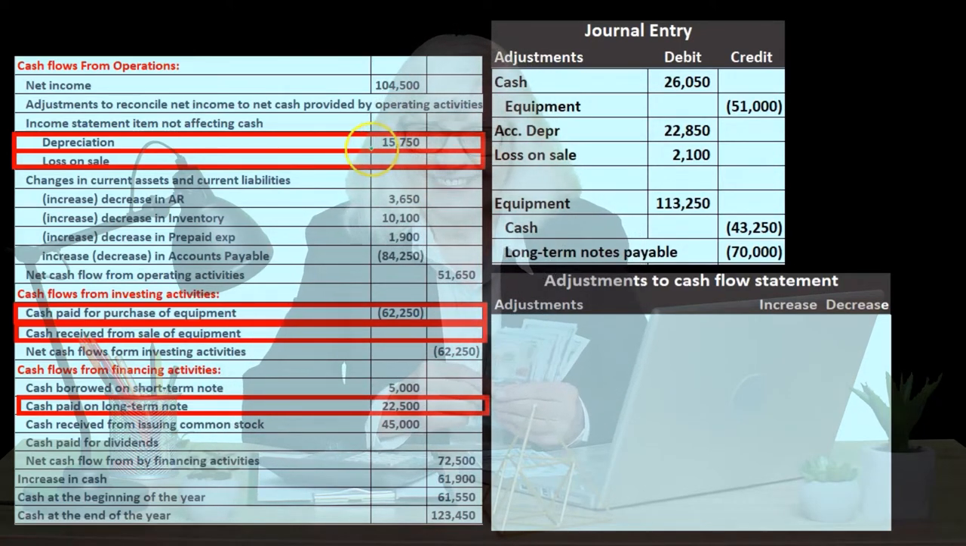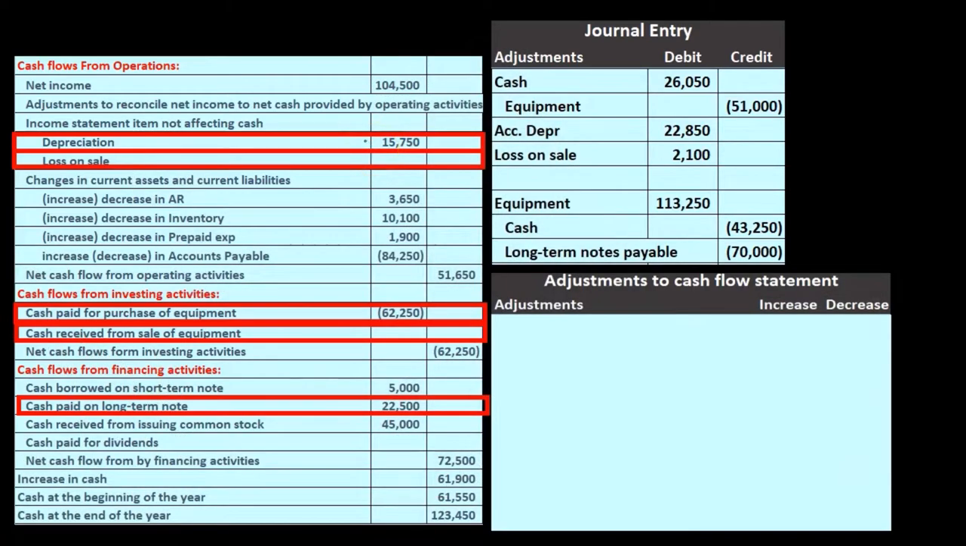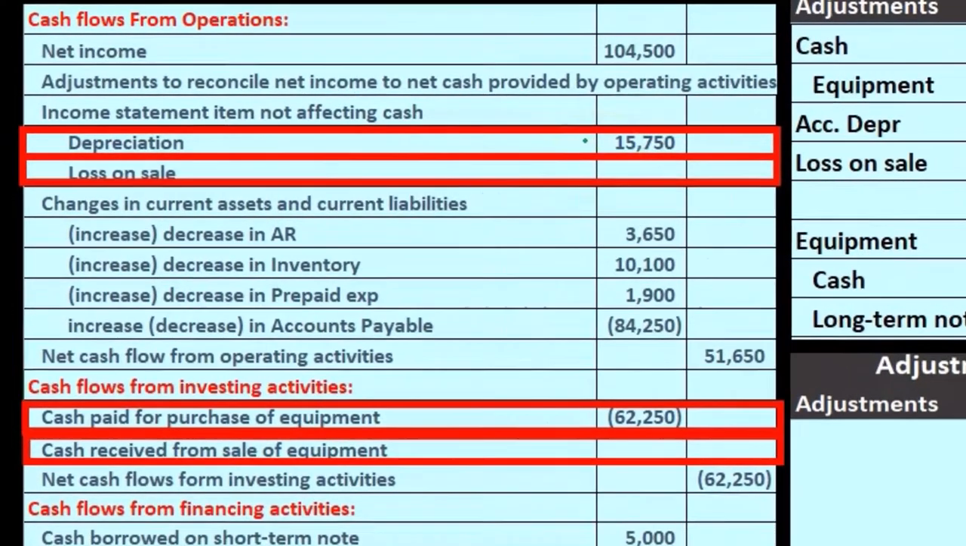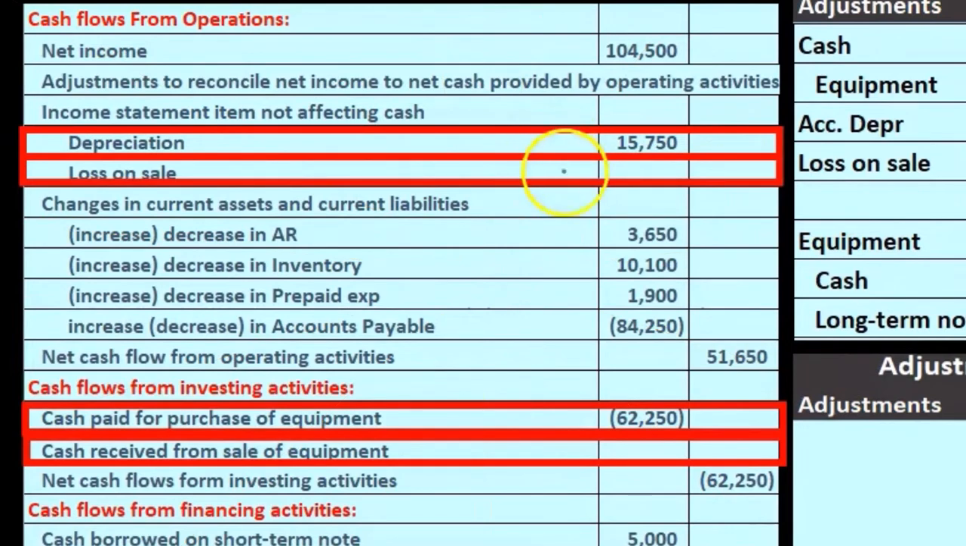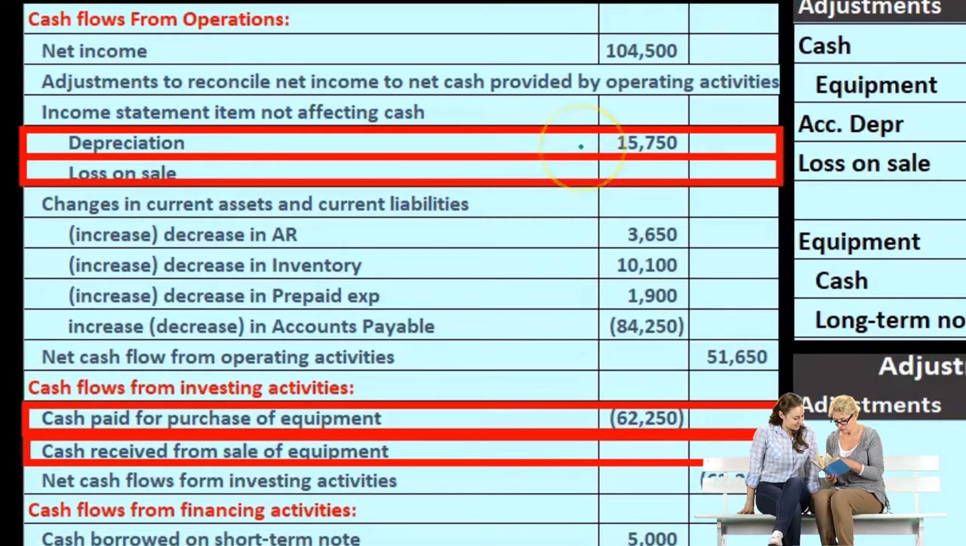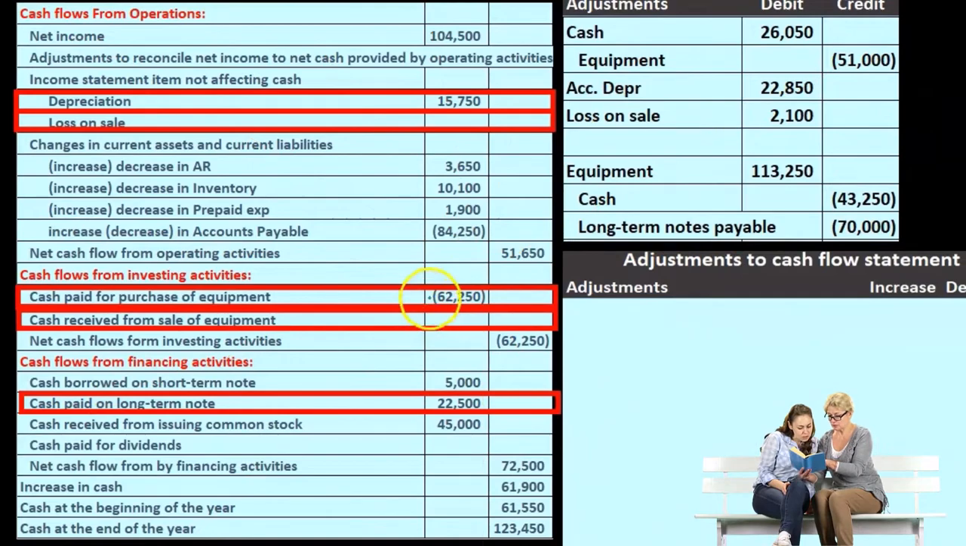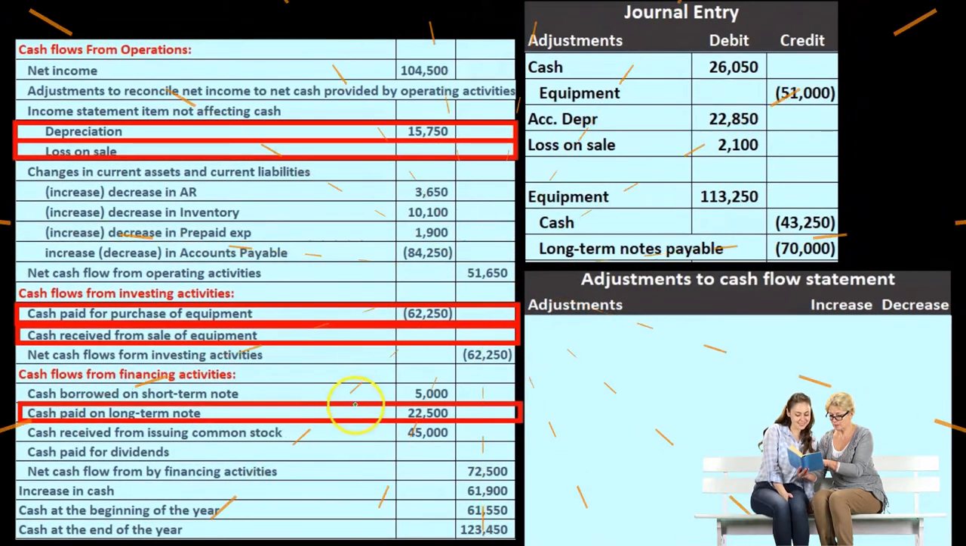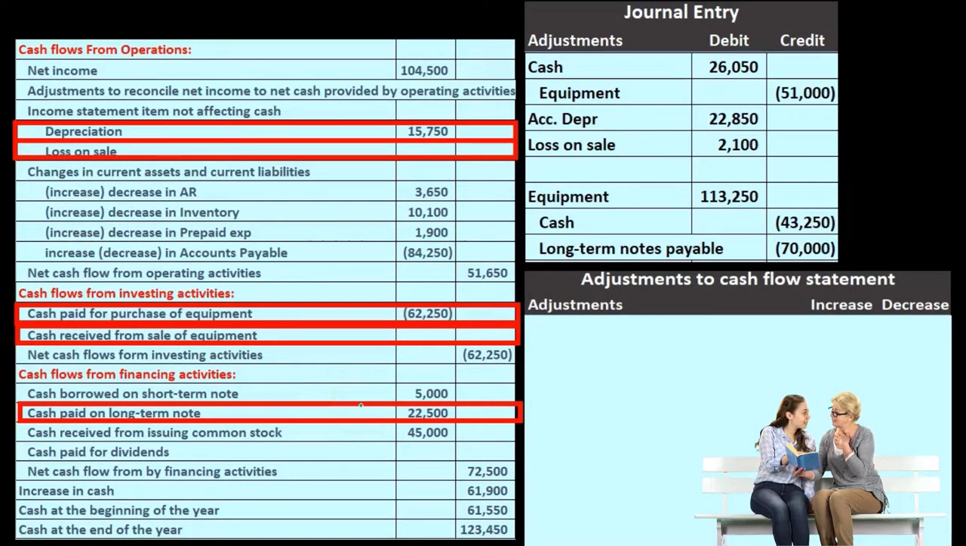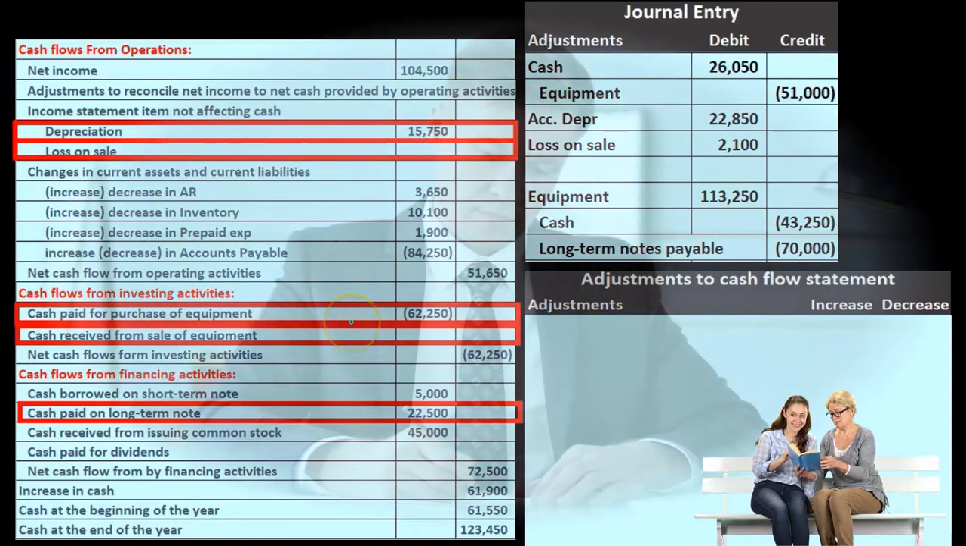Now we noted that when we built this cash flow, depreciation was not right because it didn't match what was on the income statement. We saw a loss on the sale on the income statement, and we didn't put the number here. So there's probably something there. And we noted that cash paid for equipment was probably too simplistic, and the cash paid for the long-term note, again, probably too simplistic. So we noted that all these things could have more detail to them.